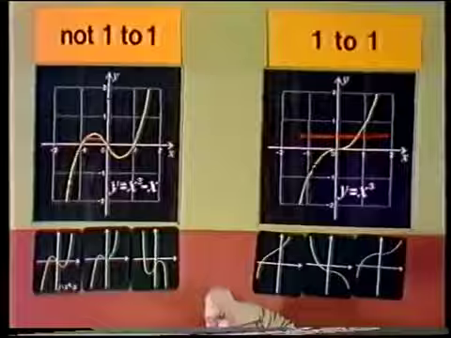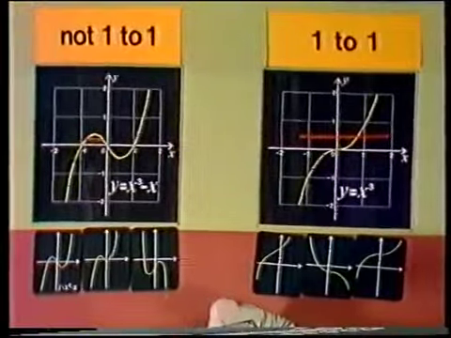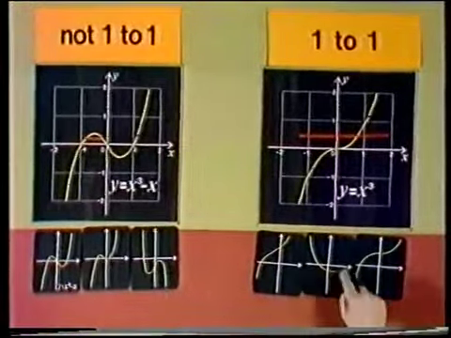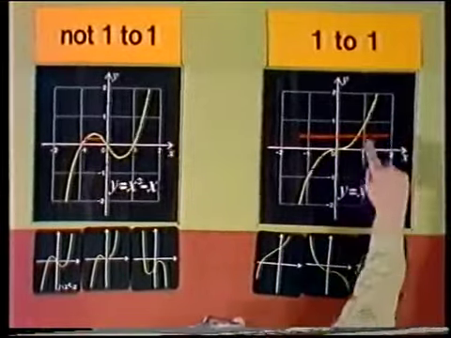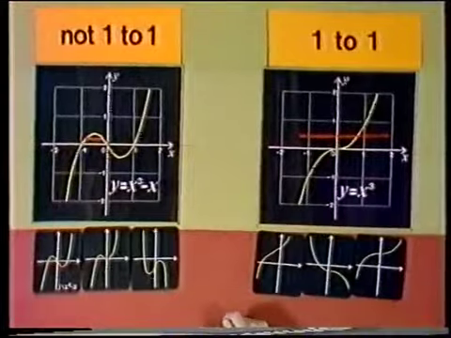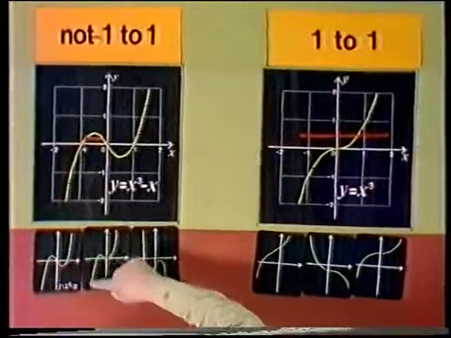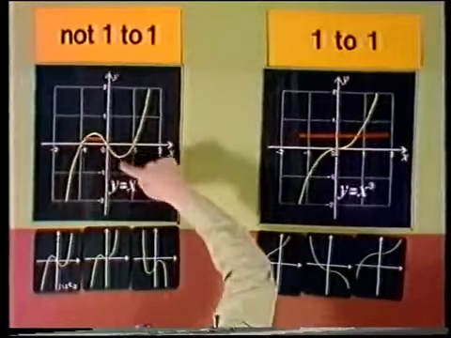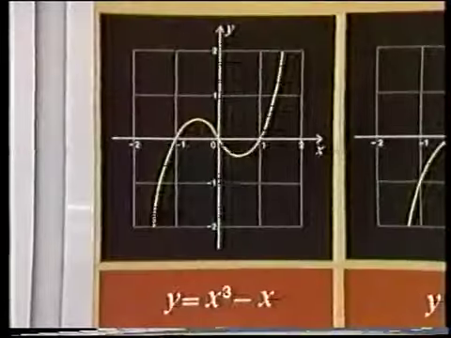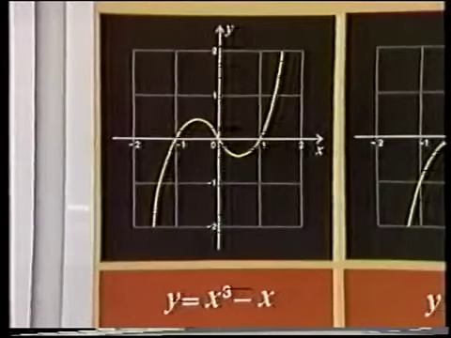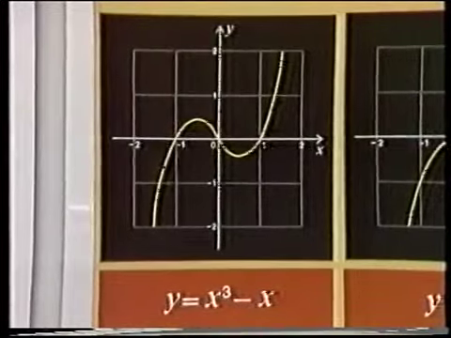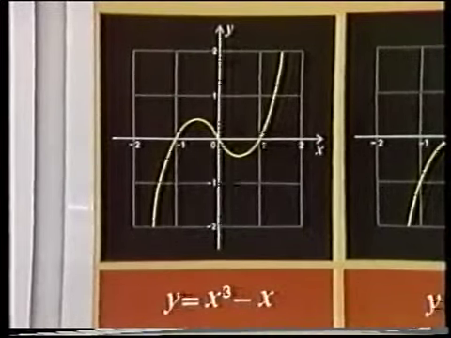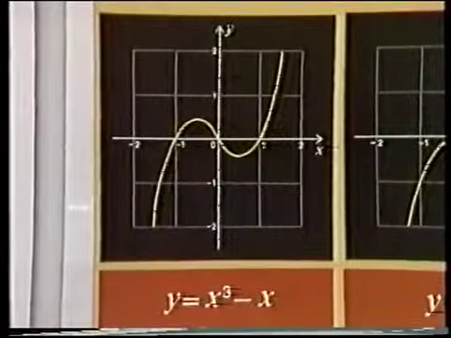But that still leaves the question open as to whether I can get all these one-to-one graphs by transforming just y equals x cubed, and similarly, can I get all of these non-one-to-one graphs by transforming, for example, this graph. Let's concentrate on the graphs of cubics that are not one-to-one. Now, x cubed minus x is a simple example of a cubic which is not one-to-one. Could it be that by scaling and translating this graph, we could get all the cubics which are not one-to-one?